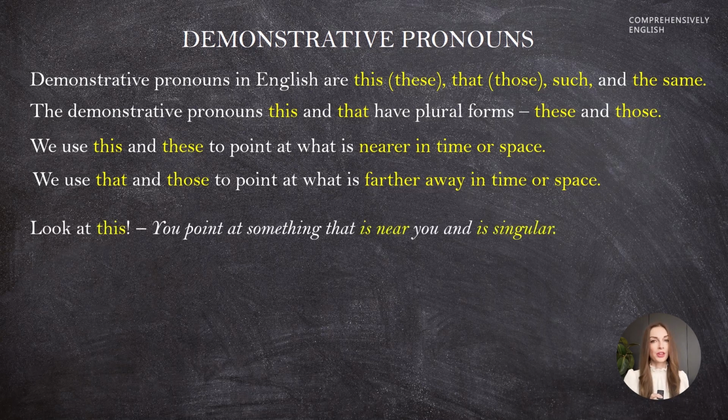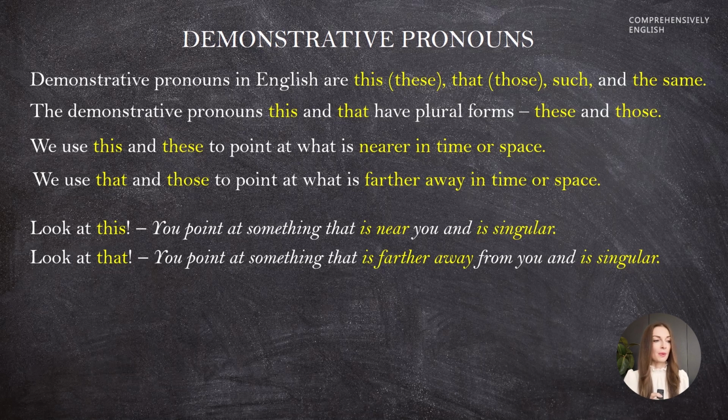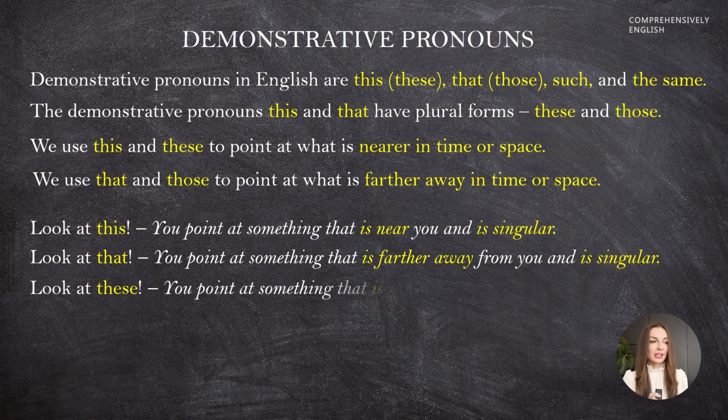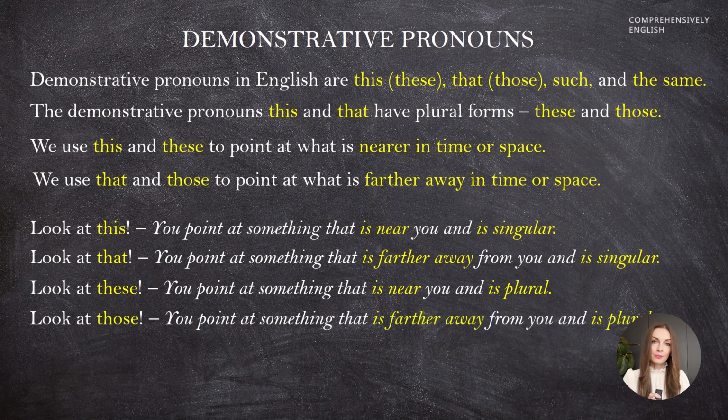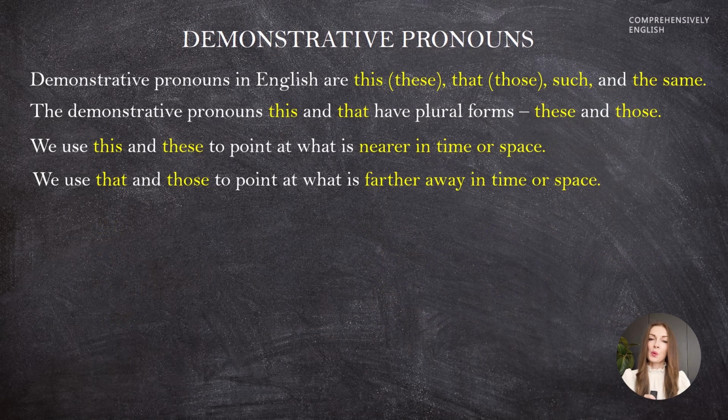For instance, look at this. In this sentence, you point at something that is near to you and which is singular. The sentence "look at that" tells us about something that is further away and is also singular. "Look at these" means that we are talking about something which is near but is plural. And "look at those" also tells us about something which is plural but which is further away from us. Let's look at more examples where this, that, these, and those are used in different sentences.